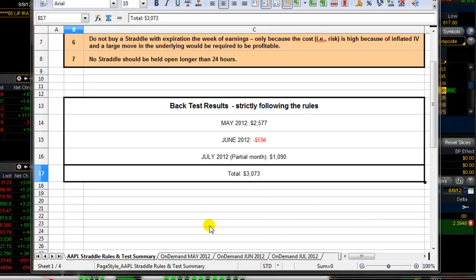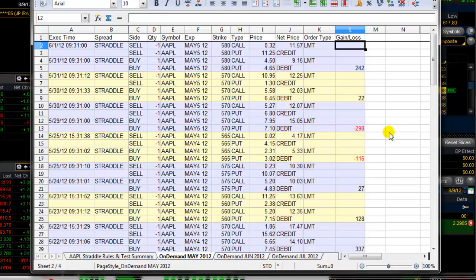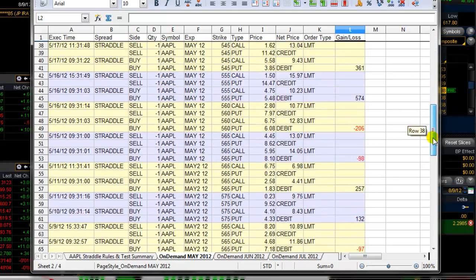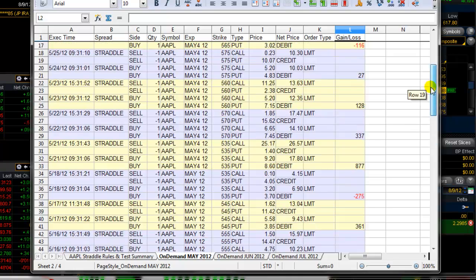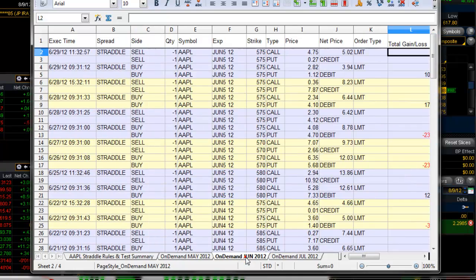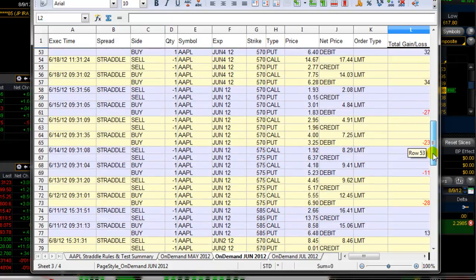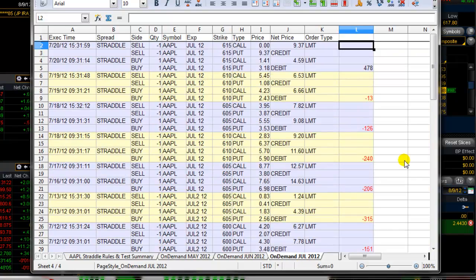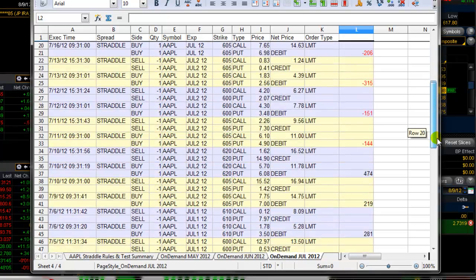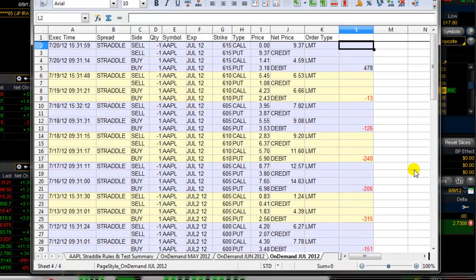So what I wanted to do was just go through some of the documentation that I have. If you notice down here on this spreadsheet, I have the May results exported from Thinkorswim. Remember, I was in the on-demand mode. And I have the June results here. All of them are here. And the 3 weeks in July. It was approximately 3 weeks in July that I ran this test.